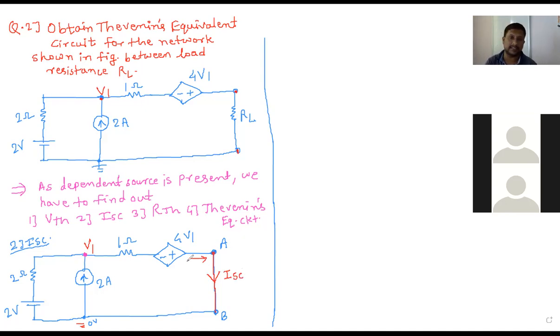Now my question is how to find out this current ISC which is flowing through this branch, through A and B. How can we find out ISC? Again, in this case the V1 value will be different. 6 volt will not come. It will be a different value. So for that purpose, what do we have to apply here? We have to apply nodal analysis again to find out V1.